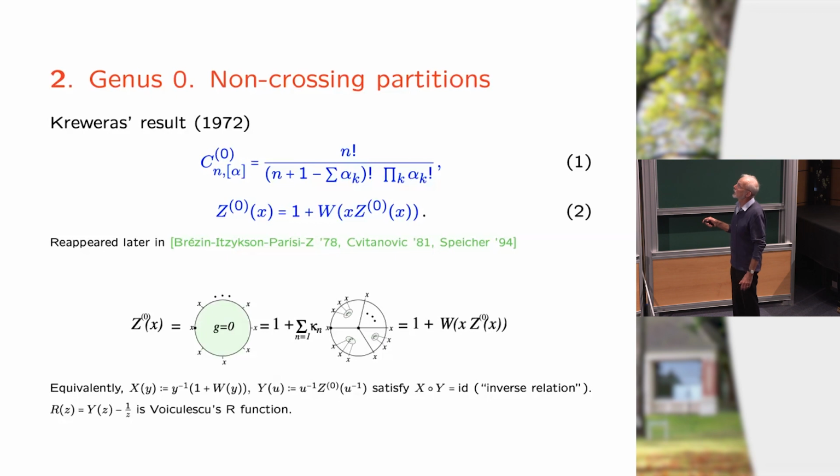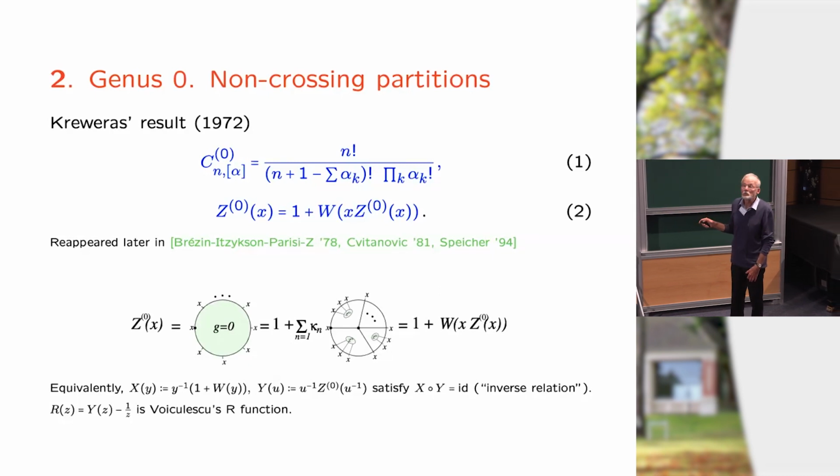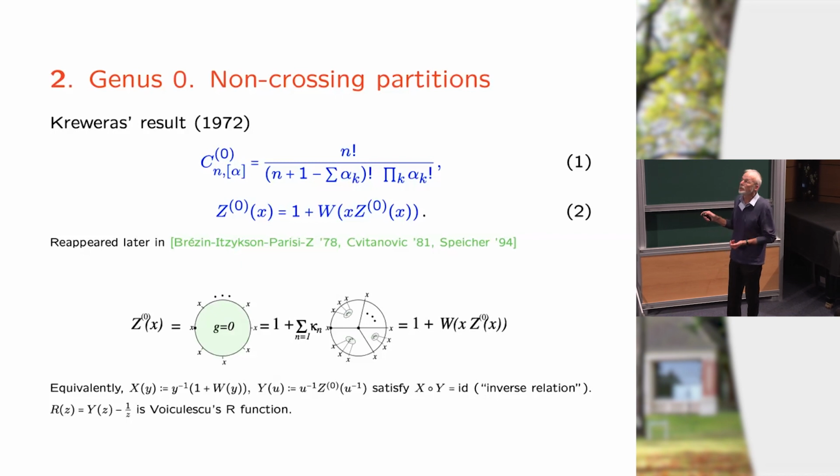And in a later work with my distinguished colleagues, Brezin, Dixon, and Parisi, we made this observation, but didn't have a very good explanation of the whys of this expression. And all these things were rediscovered later by Speicher in the context of free probability. But in the meantime, Predrag Cvitanovic had given a very nice interpretation of this formula that I'm going to explain and that I'm going to generalize to higher genus.